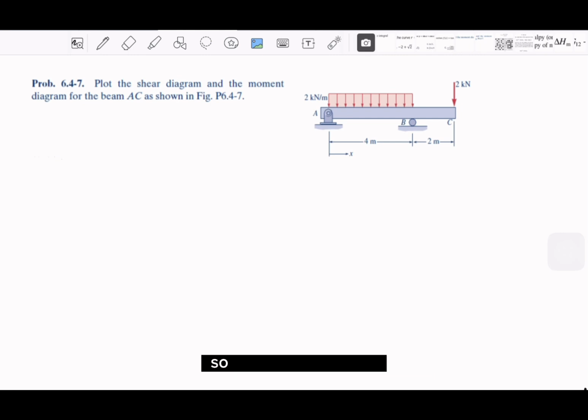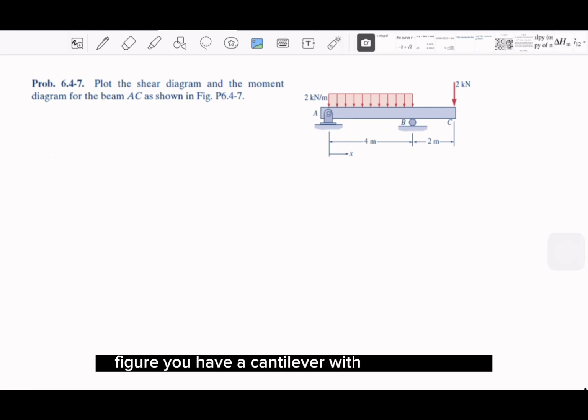Okay. So the first question is you need to plot the diagram for the shear and moment from this figure. You have a cantilever with a fixed end at A, and they also have a roller at B and also point C. The given information is the load distributions and the distances, so it is all complete, but you need to find the shear diagram and moment diagram.